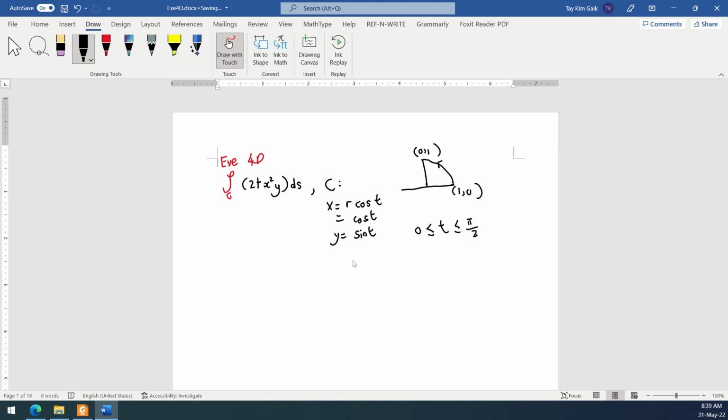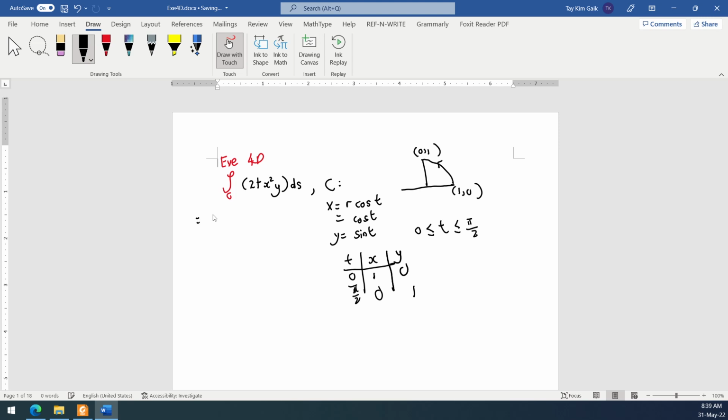If t goes from 0 to pi over 2, the curve is in the anti-clockwise direction. When t is 0, cos 0 is 1 and sin 0 is 0, so the starting point is (1, 0). When t is pi over 2, cos is 0 and sin is 1. So from (1, 0) to (0, 1), the direction is anti-clockwise. Then you replace x by cos t, because r is 1, and y by sin t.